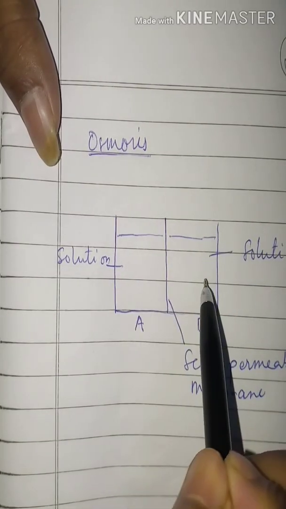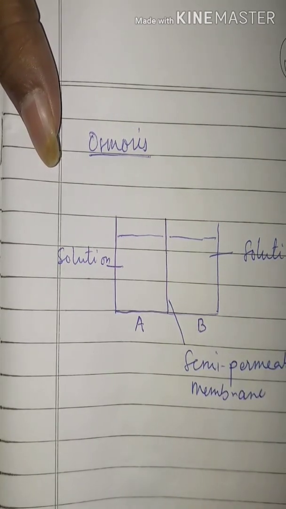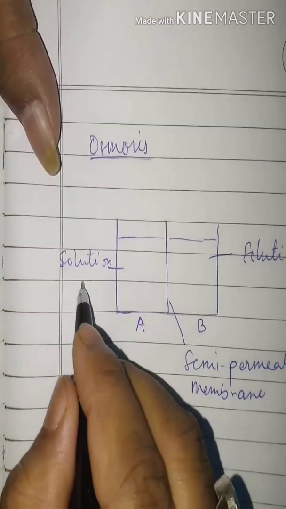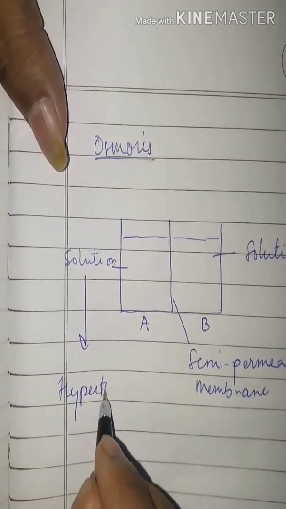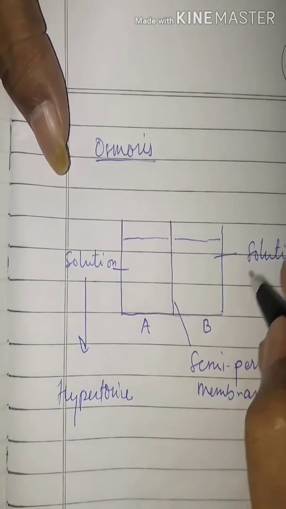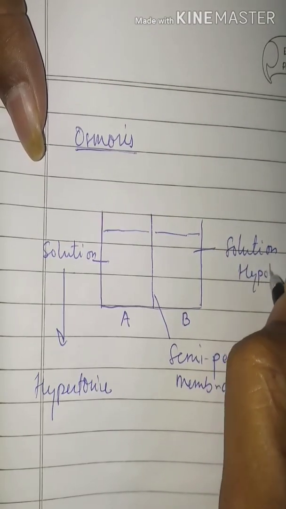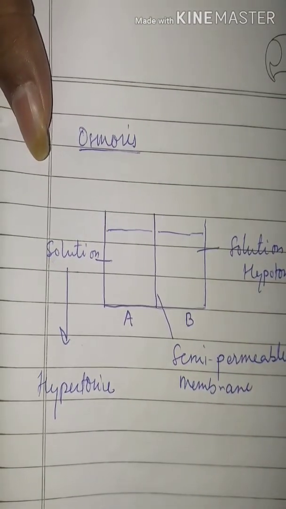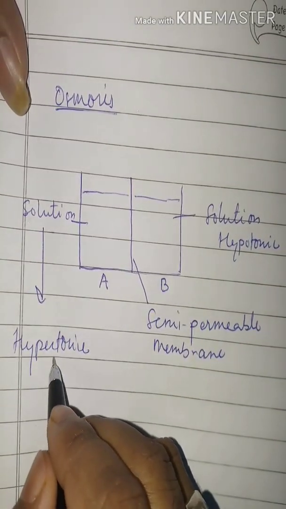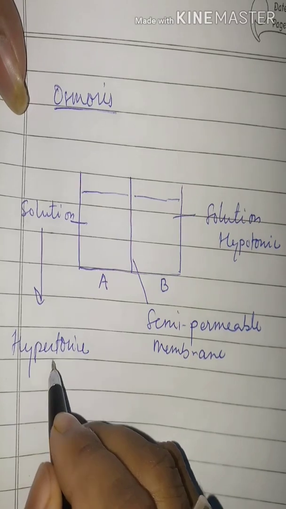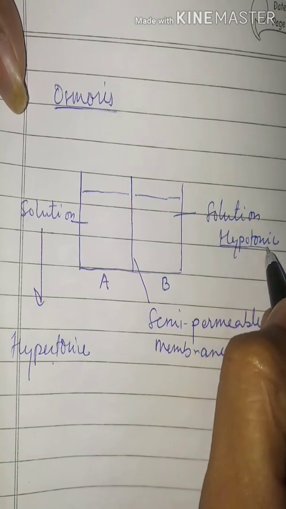Now, both the sides contain a particular solution, but the nature of the solutions are different. Here in A, the nature of the solution is said to be hypertonic. Here in B, the nature of the solution is hypotonic. Clear? In A, the solution is said to be hypertonic, and in B, the solution is said to be hypotonic.